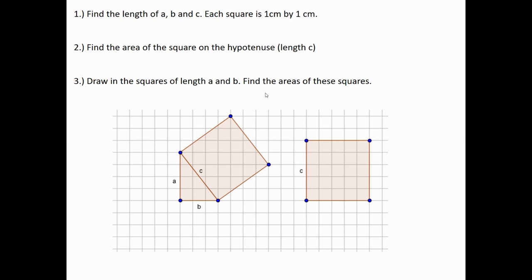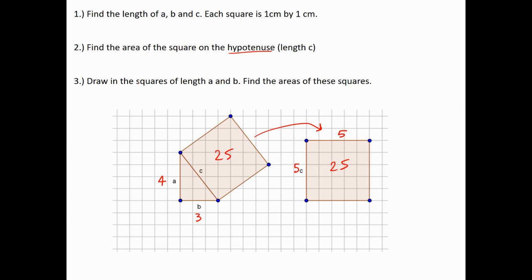So then to find the Pythagorean theorem, maybe some of you already know what it is, but if we say each square is 1 centimeter by 1 centimeter, then B would have a length of 3 and A would have a length of 4. And then to find C, since it's diagonal, I've moved this square over here, and then we can see that it has a length of 5. And then it says find the area of the square on the hypotenuse. So the area of this square would be 5 times 5, which is 25.